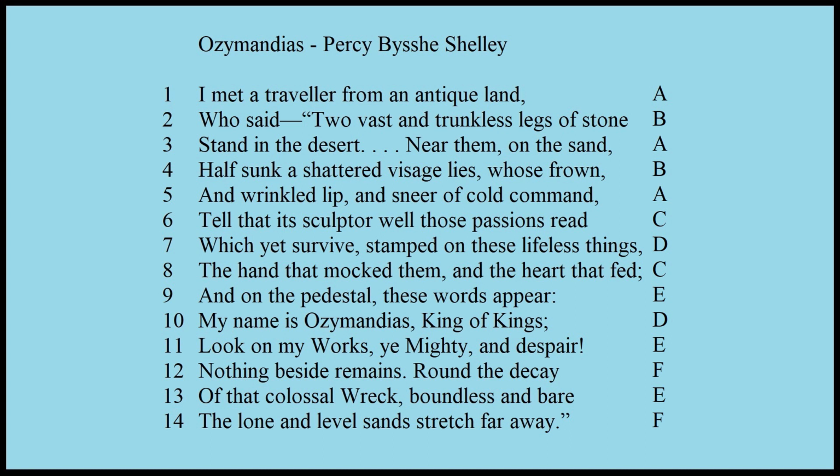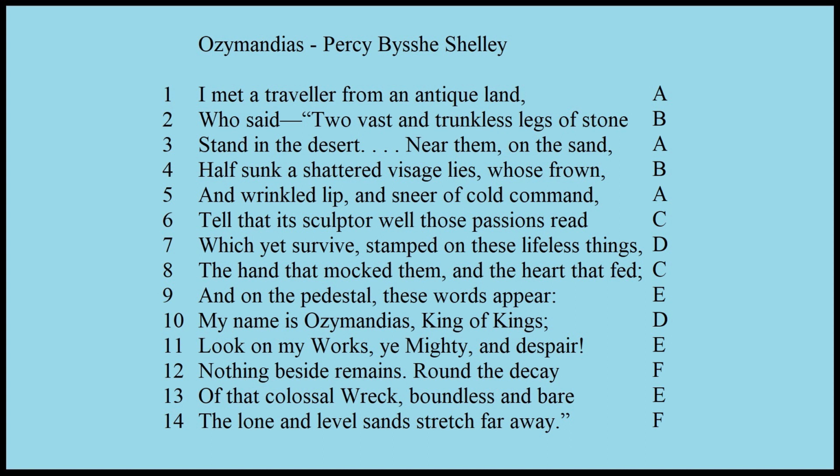Now that last line, the lone and level sands stretch far away, as well as actually line 13, which ends with boundless and bare. So there's actually 3 alliterations in a row. Right? It said, boundless and bare, the lone and level sands stretch far away. That is sort of an ending, right? And it's ending on a very, very powerful note. It's wanting to end on something that is quite unlike the rest of the poem, because most of the poem doesn't use alliteration.